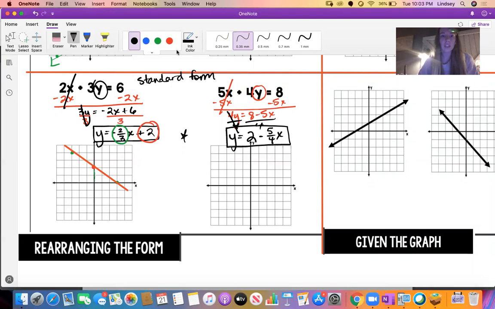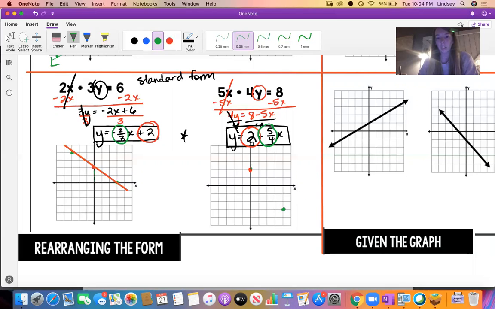Okay? So now we can just take it and we can graph. That number by itself is my y-intercept. And the number with my x, that's a negative 5/4, is my slope. Okay, let's start with my y-intercept. It's a positive 2. Then I've got negative 5/4, so I'm going to go down 5, 1, 2, 3, 4, 5, over 4, 1, 2, 3, 4.